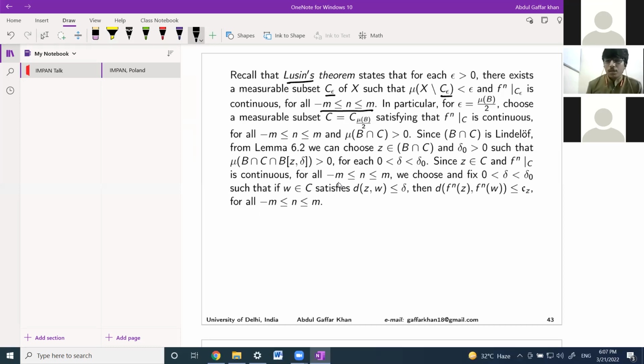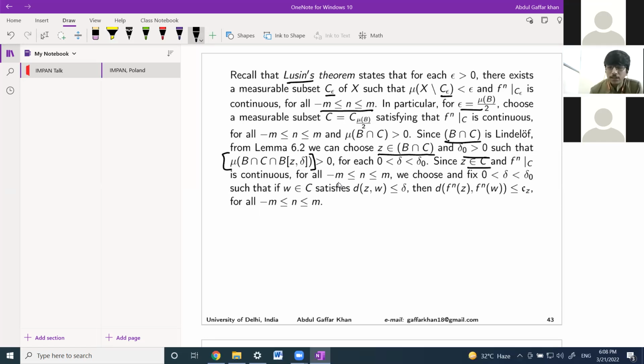So in particular, for epsilon equal to the measure of B by 2, we choose a measurable subset C in the following way so that Fn restricted over C is continuous. That is, applying Lusin's theorem for epsilon equal to the measure of B by 2. And again, since this set is Lindelof, B intersection C is Lindelof, we can apply lemma 6.2 to show the existence of a point Z in this set and a delta not positive, so that the measure of this set is positive.